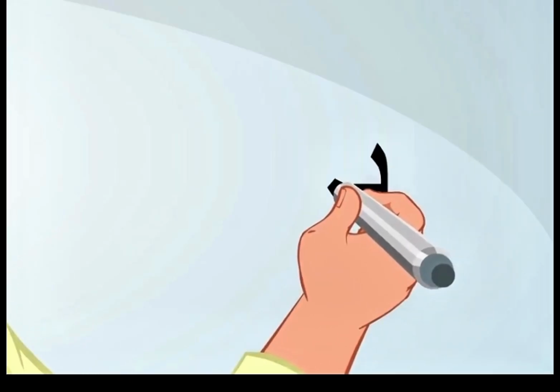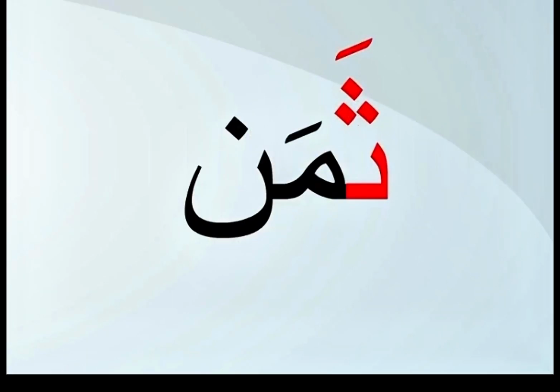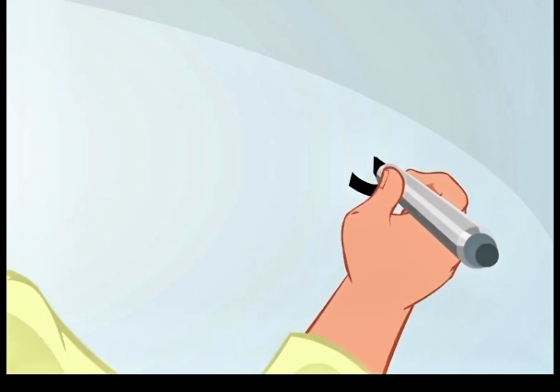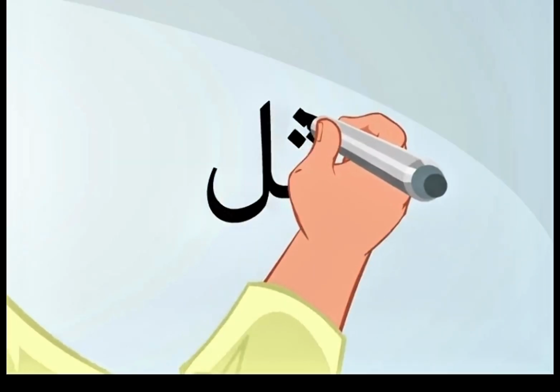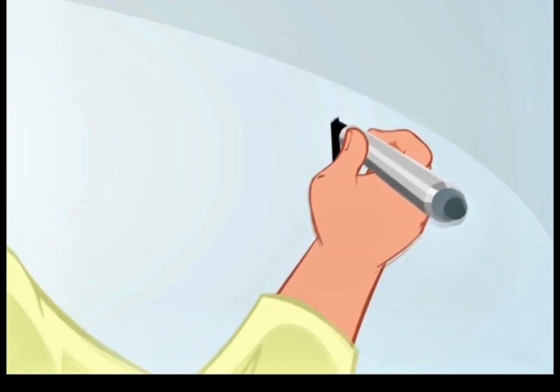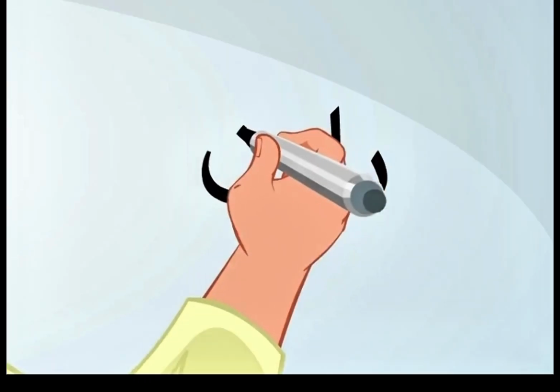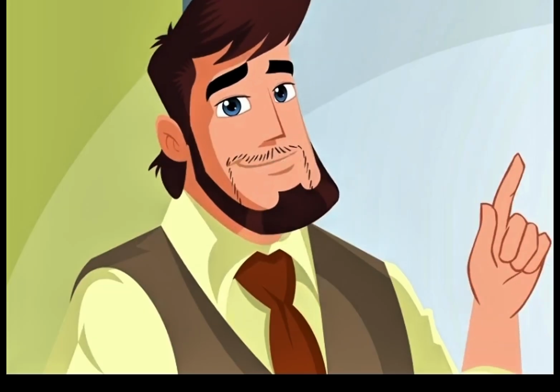This is how we write ثاء at the beginning of the word, like this example: ثمن, which means cost. This is how we write ثاء at the middle of the word, like this example: مثل, which means like. And this is how we write ثاء at the end of the word, like this example: ثلث, which means 1/3. Let's see the next letter.